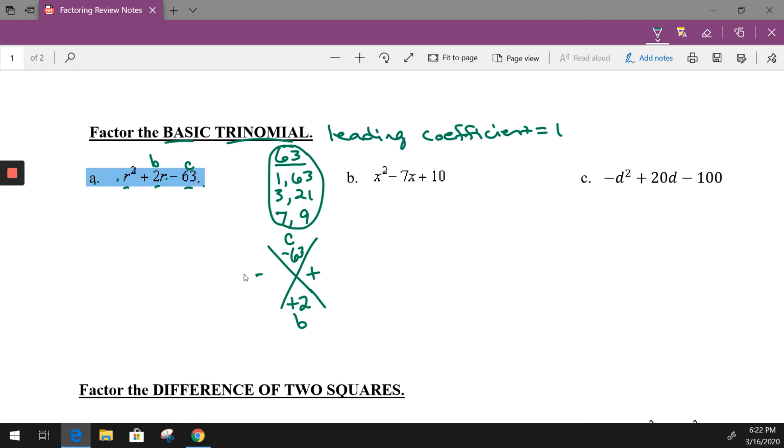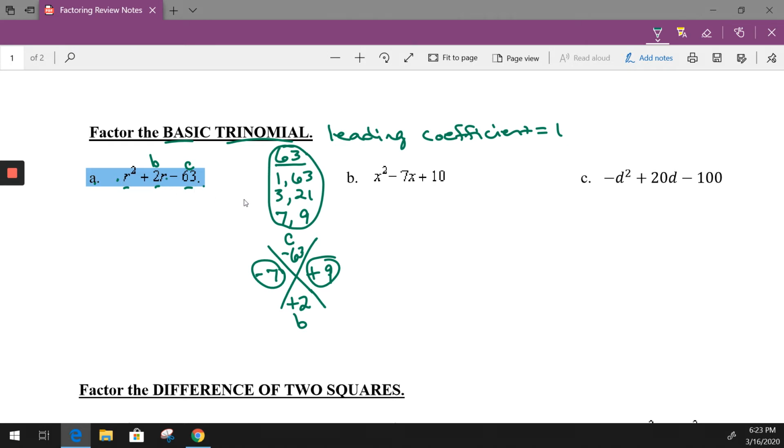So when signs are different, a lot of times you need to find numbers that have a difference of, say, 2. So if you look at the 7 and 9 here, 7 and 9 have a difference of 2. They also multiply together to equal 63. If I have a positive 9 and a negative 7, then that will multiply together to equal negative 63, but also add up to positive 2. So the negative 7 and 9 are the numbers that are going to be used to factor this trinomial.